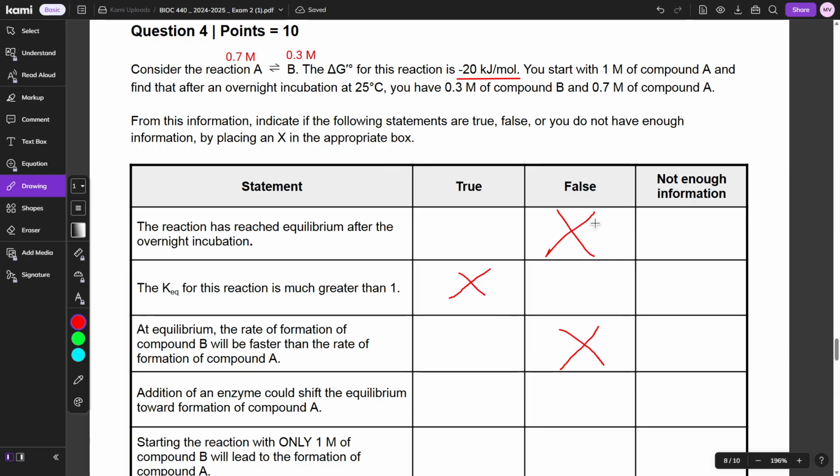And remember, rate is actually a completely separate term from equilibrium. Equilibrium tells you about the delta G, how spontaneous is this reaction. The rate tells you how fast it's going, right? So at equilibrium, right, the rate of the forward reaction is equivalent to the rate of the backwards reaction, right? Does that make sense?